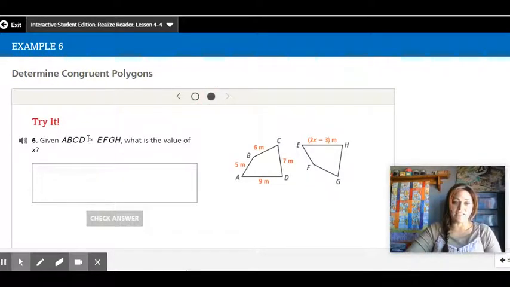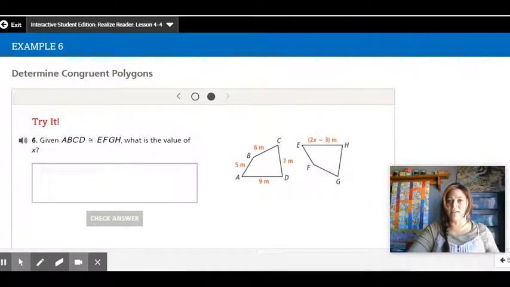Okay, given ABCD is congruent to EFGH. Remember, order matters. So point A lines up with E. Notice it's rotated. And D lines up with H. So this base up here, this flat and perfectly horizontal side, matches up or corresponds with this. It's saying these are congruent. So that means to solve for x, I would have to say 9 is congruent to 2x minus 3. Congruent to, that's like equals.